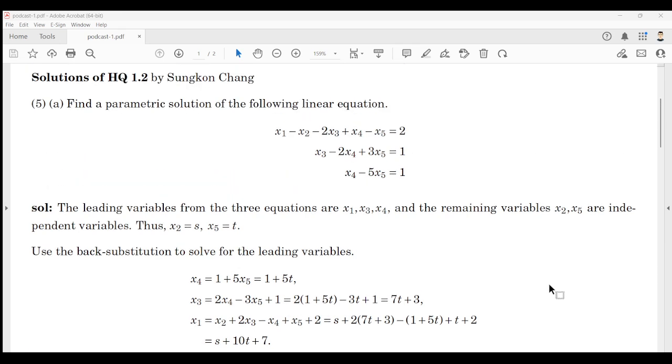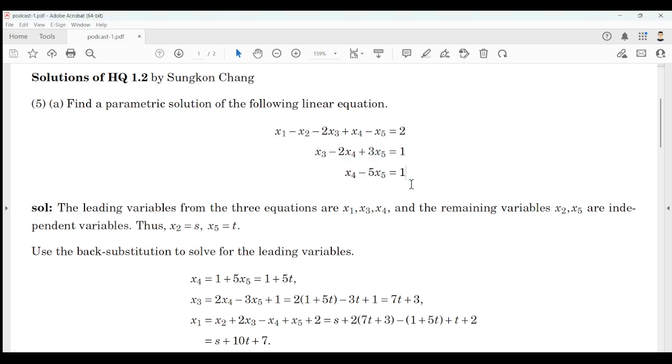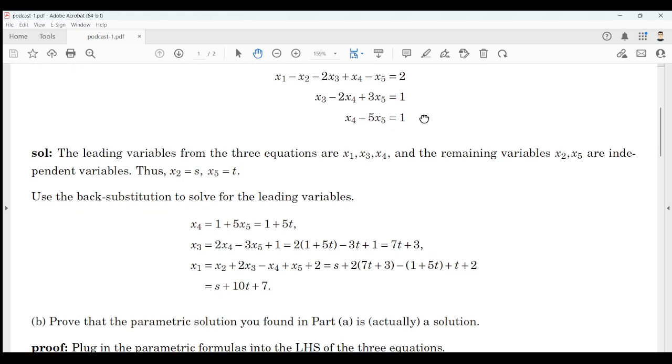Okay, so the first one is y1 minus y2 minus 2y3 plus y4 minus y5 equals 2. Got it. Second one, y3 minus 2y4 plus 3y5 equals 1. Okay. And the third, y4 minus 5y5 equals 1. 3 equations, 5 variables. The source mentions the system's already in a kind of helpful form.